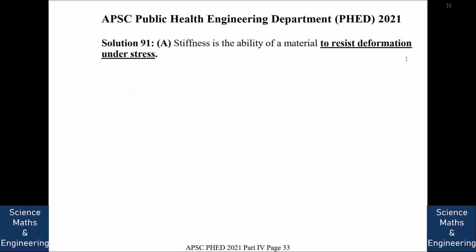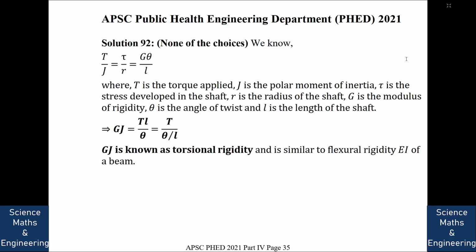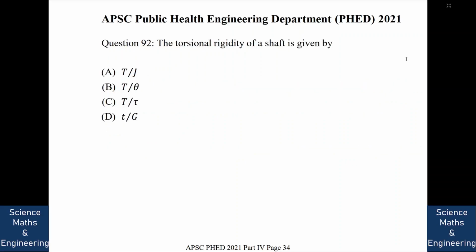So the answer is the ability to resist deformation under stress. So we'll go to the next question. The torsional rigidity of a shaft is given by, so the answer is, we know, T by J is equal to tau by R is equal to G theta by L. So from here, GJ is known as torsional rigidity, which is equal to T by theta by L. So it should be T by theta by L.